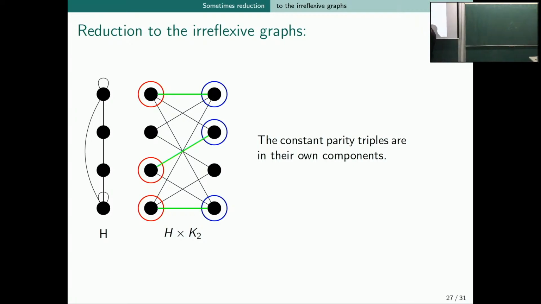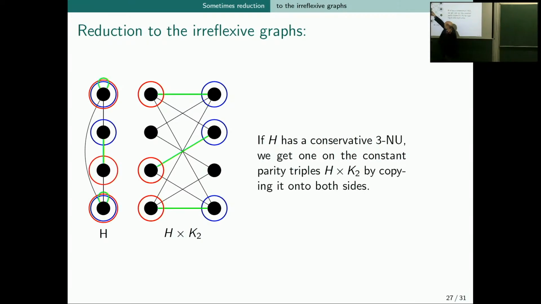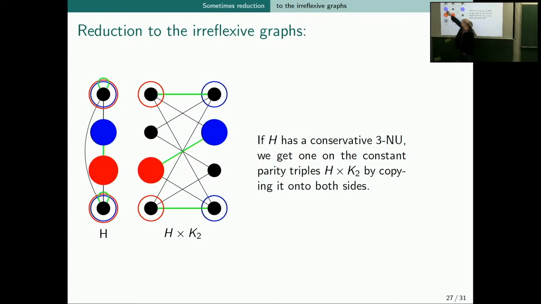And so I can actually define a polymorphism on these constant parity triples if I have a polymorphism here in the following way. Well, those edges map to edges here, right? Because this is what I've done. I've taken the product with K2. So those edges go to edges here. And if I have a 3NU polymorphism here, that tells me where this triple goes. It goes here, and this triple has to go here, so they come back to an edge, right? So if I have a 3NU polymorphism here, I get one on the constant parity triples here.